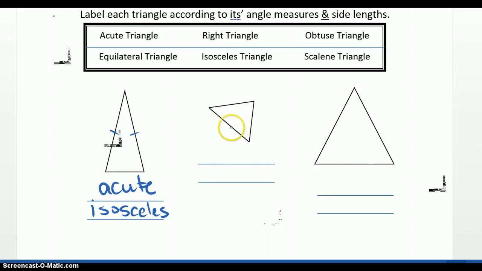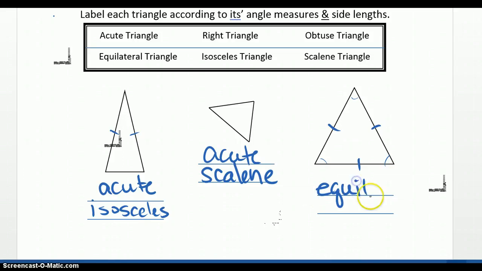Okay, so looking at number 2. All of the angles are acute. And then the sides, it looks scalene to me. I don't have any way to know that those are exactly the same without measuring them, so I'm going to call it scalene, since it's not marked. The next one, we're going to put markings on these 3 like that. Looking at angle measures first, this angle's acute, this is acute, this is acute. And we know that if those 3 sides are equal, those 3 angles are equal. This is called equilateral then, and acute.